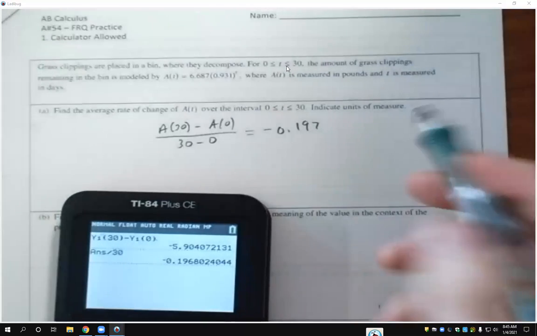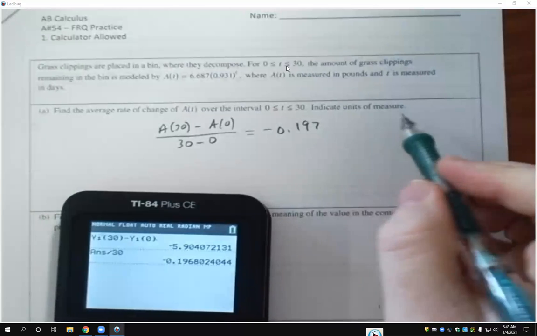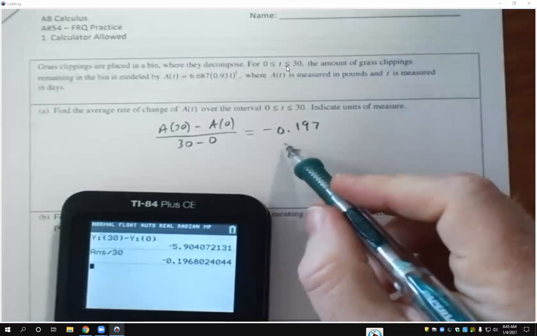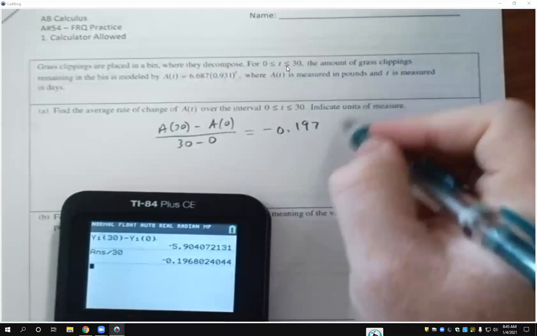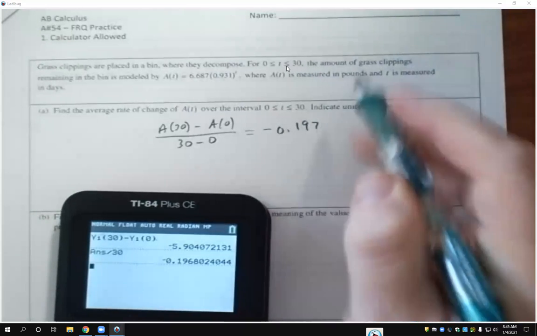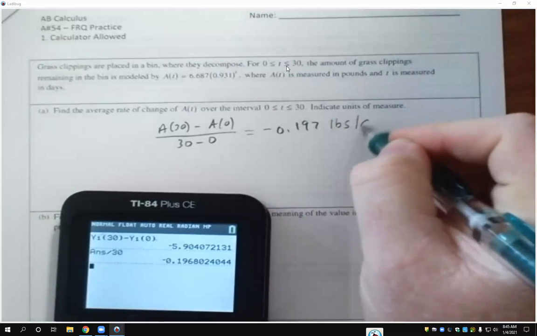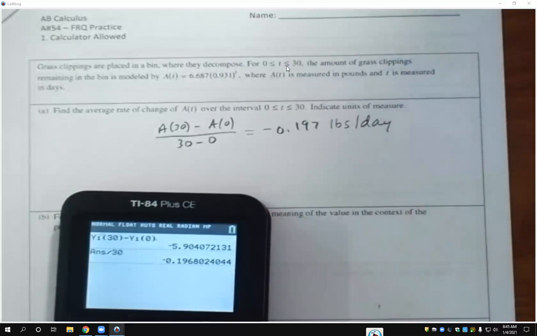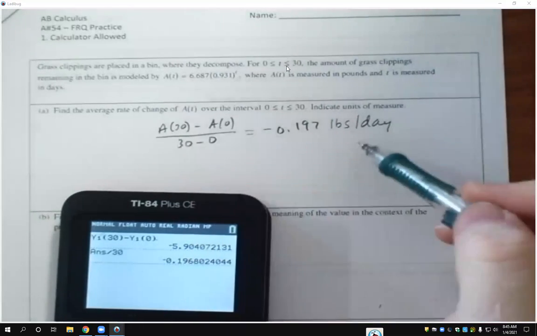All right, and the question also says indicate the units of measure. So this is the amount of grass clippings in pounds. It's measured in pounds per day. And it's a rate. That's why we have per day.